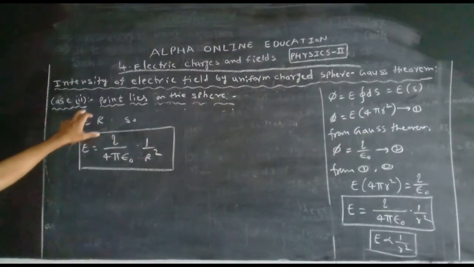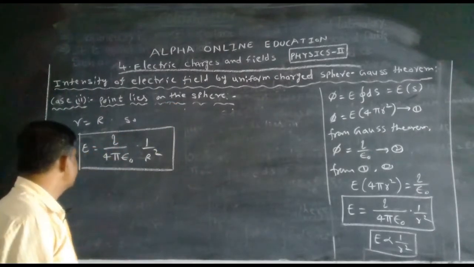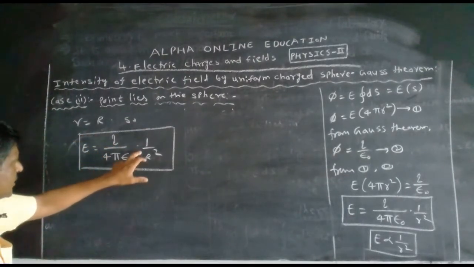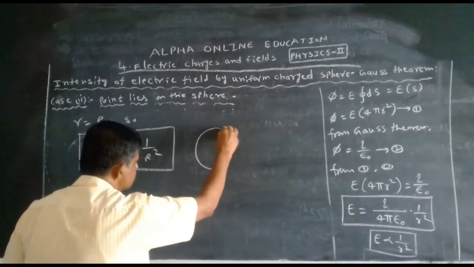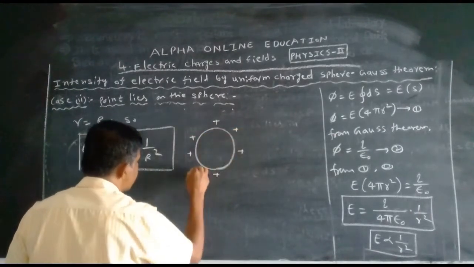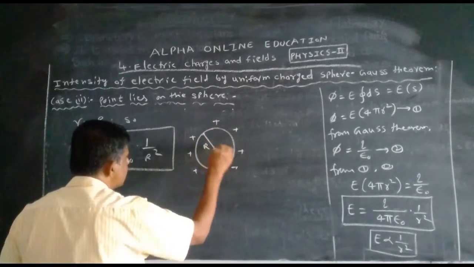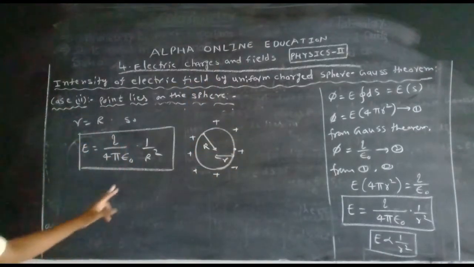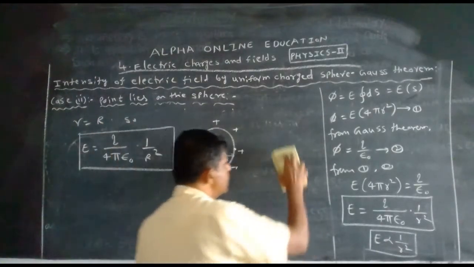What is case 2? The point lies on the sphere. So what is the equation? E is equal to q by 4 pi epsilon naught into 1 by r square. This is the charged sphere, radius is capital R, and the point is also here. So this is the answer. Here small r is equal to capital R. Write that also.